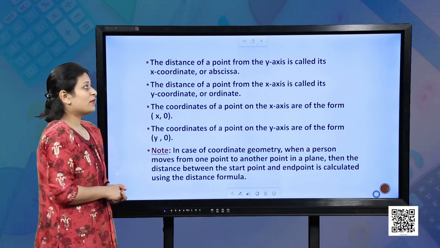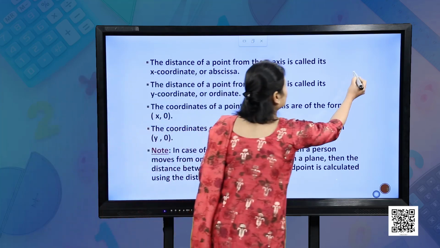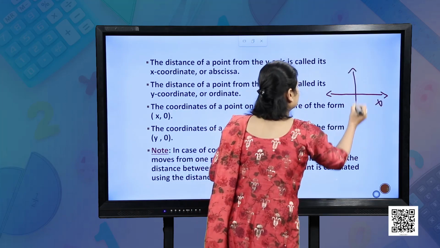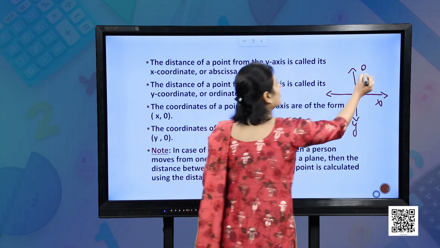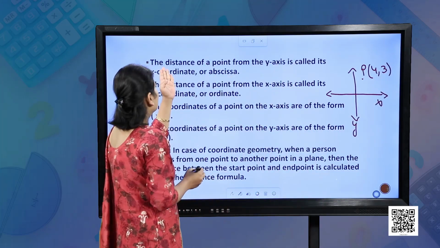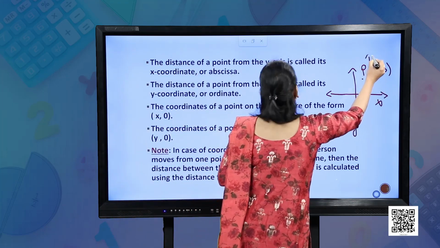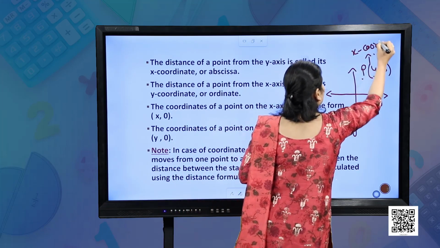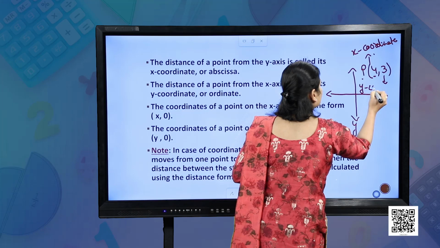Now, the distance of a point from the y-axis is called its x coordinate. Suppose I consider the Cartesian plane and just mark a point P over here. Suppose this is (4, 3). Here, what is the distance of the point from the y-axis? It is 4. So, this is called the x coordinate and 3 is called the y coordinate.